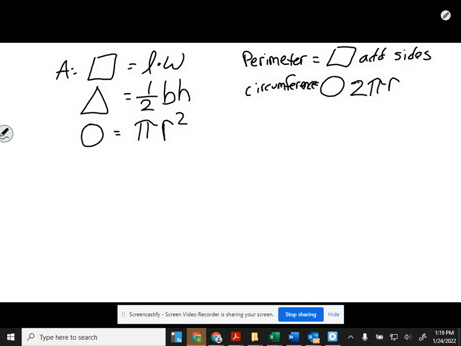So then we wanted to know volume. Volume of our rectangular prism was length times width times height.